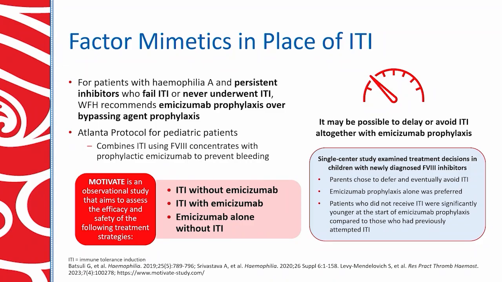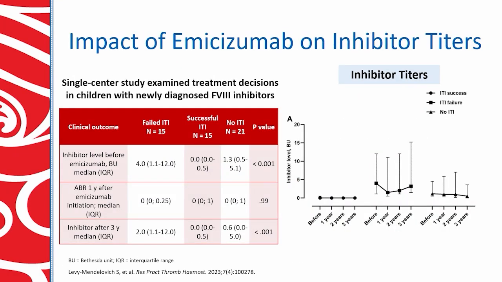Especially if you look at patient characteristics where emicizumab prophylaxis alone was preferred, these were the younger patients. Of course, I can imagine the reasons why this is the case, because regular intravenous factor replacement for ITI is probably very challenging, especially in very young patients. This study also analyzed the impact of emicizumab on inhibitor titers in those who had previously failed ITI, in those with successful ITI, and in those where ITI was never performed.